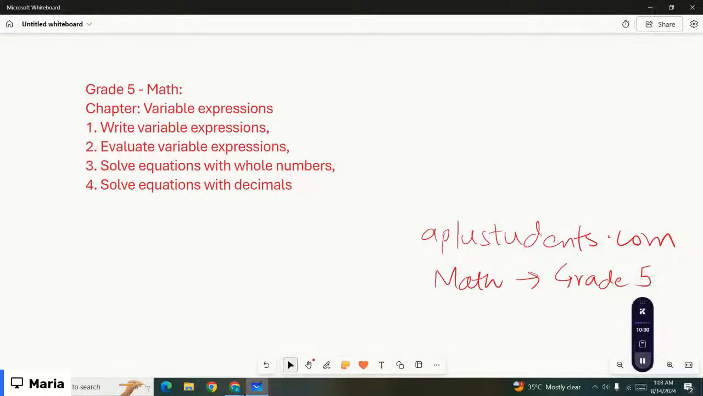The lessons we're going to cover today are write variable expressions, evaluate variable expressions, solve equations with whole numbers, and solve equations with decimals. So please make sure you have your notebook and pencil so that you can note down the important examples and definitions as well.